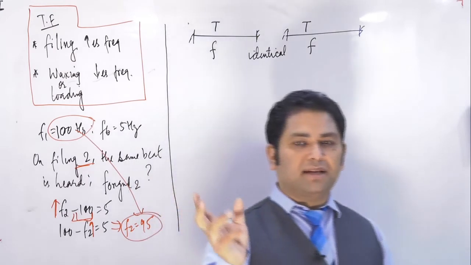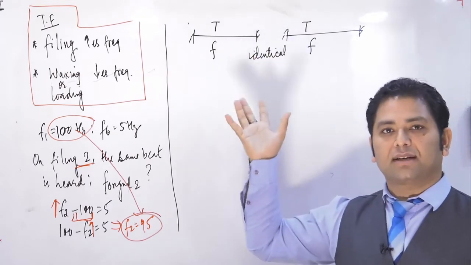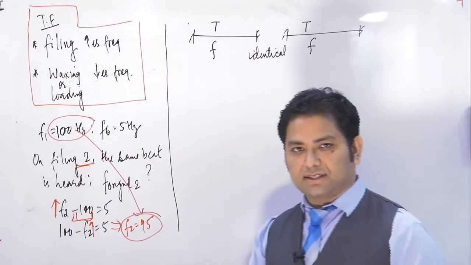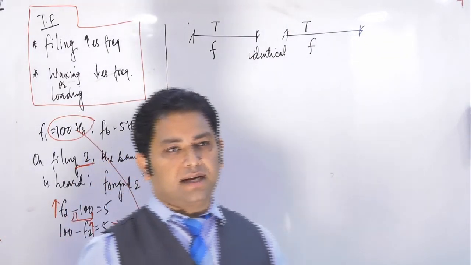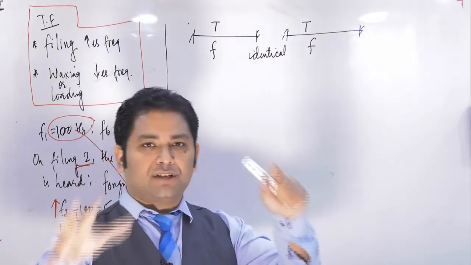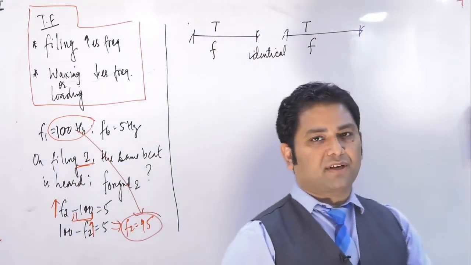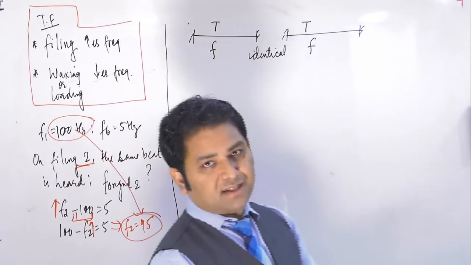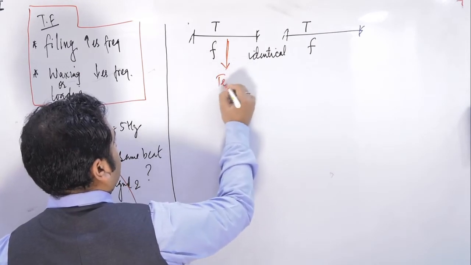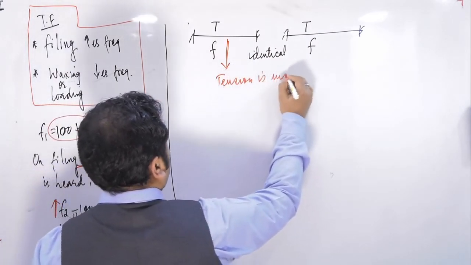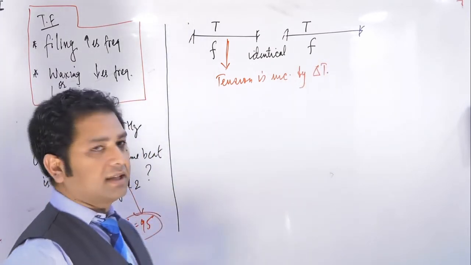Now suppose by any means I change the tension in the string, either in the first string or in the second string. Say I increase the tension in the first, or I decrease the tension in the first, anything I do, then there will be a mismatch in frequency, and that mismatch in frequency itself is the beat frequency, because beat frequency basically is the difference. Now let me show this: say the tension is increased by delta T.